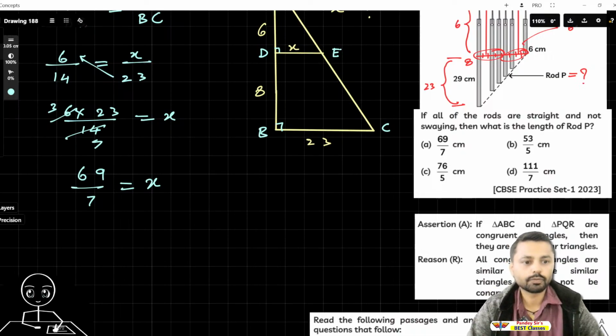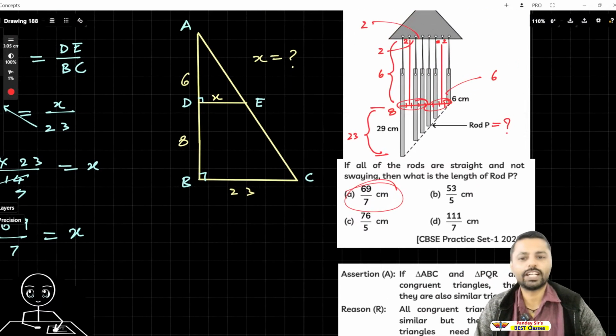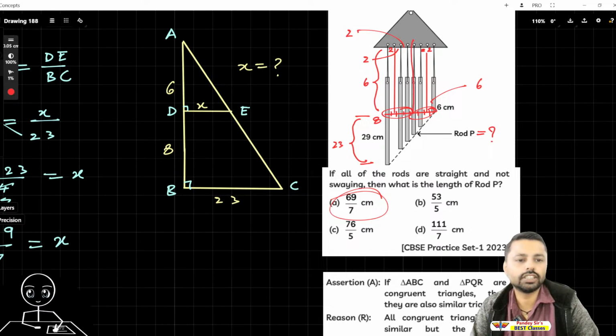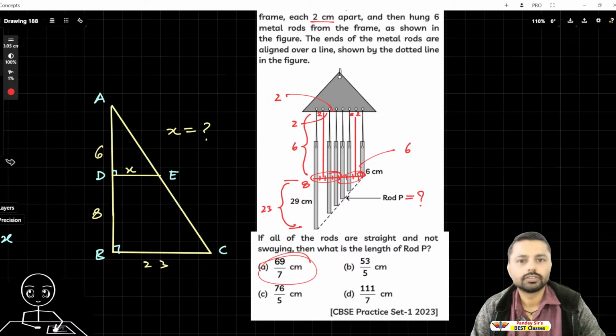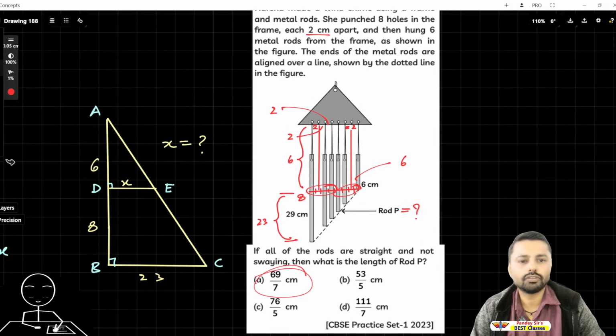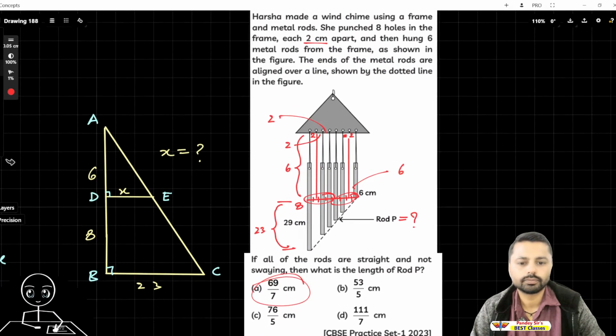Is it the answer? See, here is an option, 69 by 7. And you'll say, yes, that's the answer. No, that's not. We don't have to find x. We have to find this whole thing here to here, rod P. Okay, this whole thing we have to find. And they have said this total distance, 6 metal rods from the frame end to end.